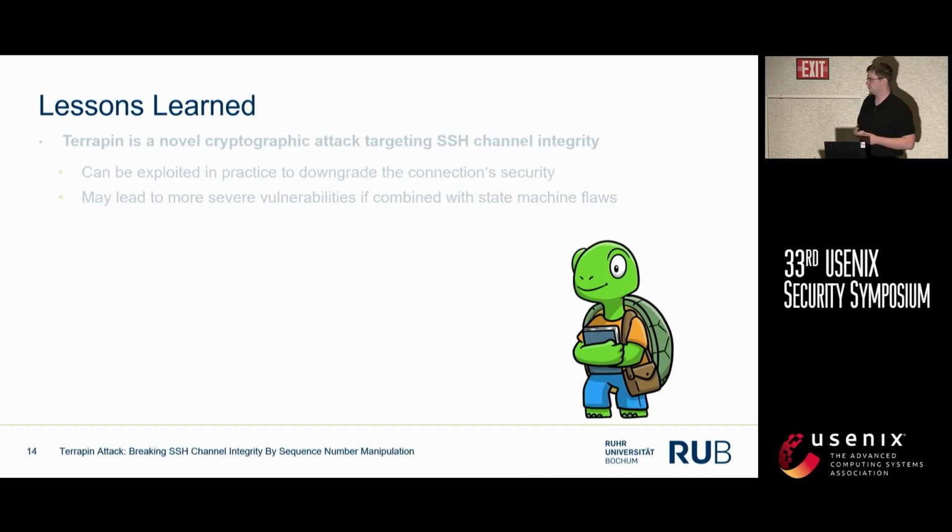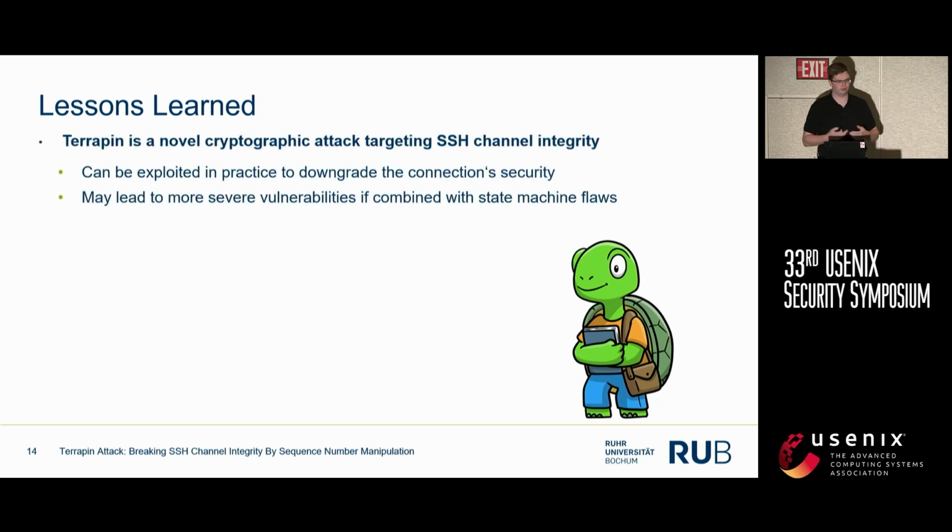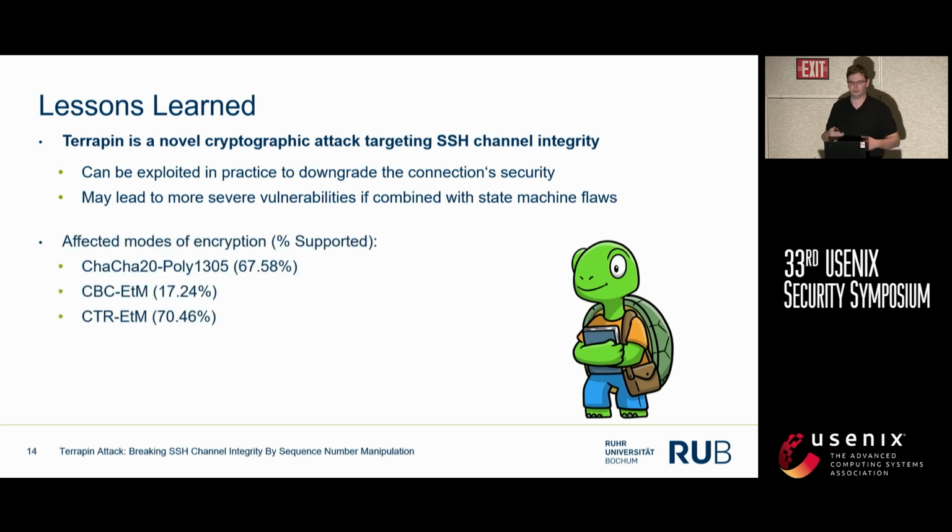Now, what have we seen? So Terrapin is a novel cryptographic attack that targets the SSH channel integrity. It can be exploited in practice to downgrade security. But what's even more interesting is that it can be used to exploit state machine vulnerabilities if they are present in the implementation. Affected modes are among the most common, ChaCha20-Poly1305, as well as encrypt-then-MAC modes.